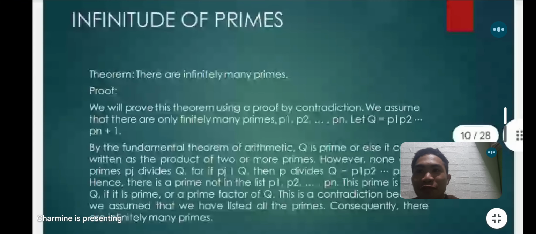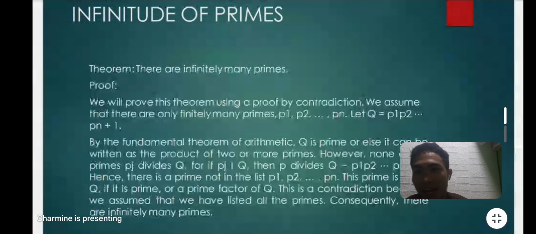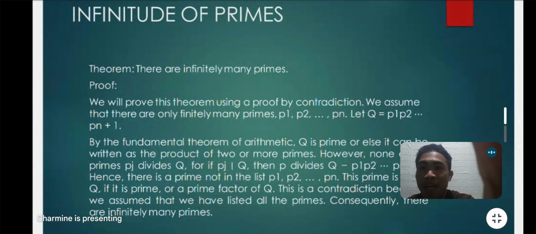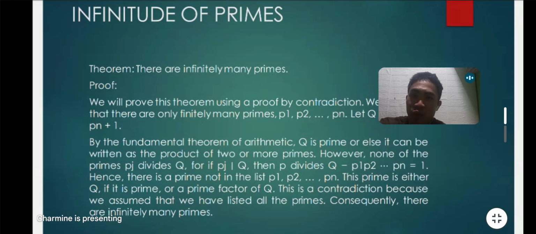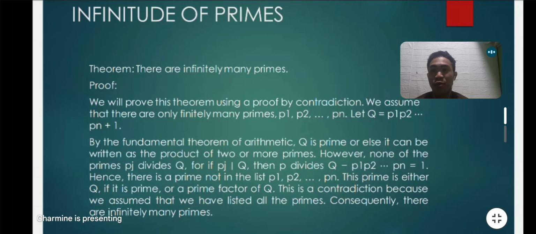So, infinitude of primes. There are infinitely many primes. We will prove this theorem using a proof by contradiction. We assume that there are only finitely many primes, p1, p2, up to pn. Let Q equal p1 times p2 times up to pn, plus 1. By the fundamental theorem of arithmetic, Q is prime, or else it can be written as the product of two or more primes.